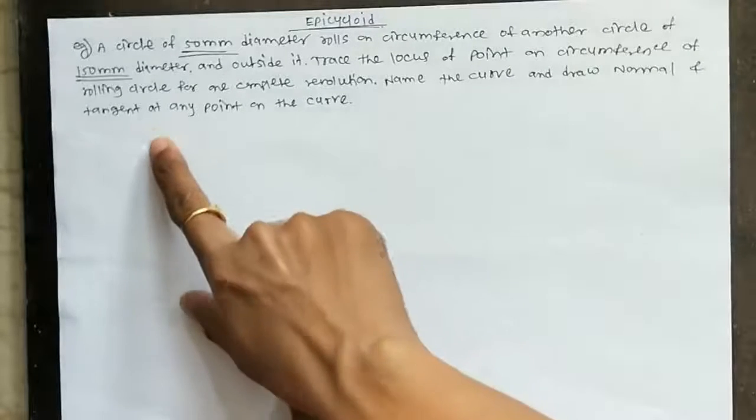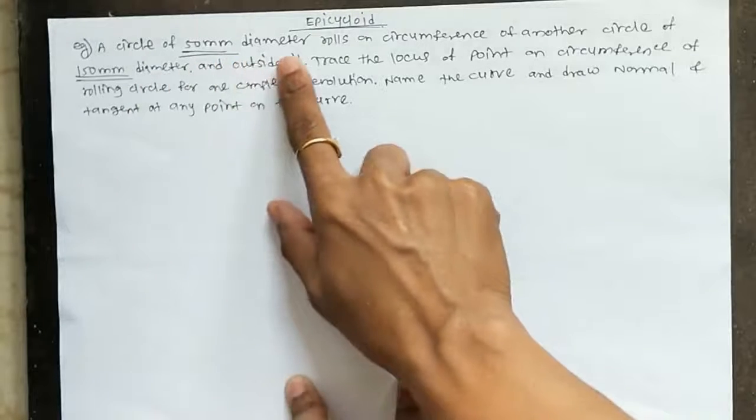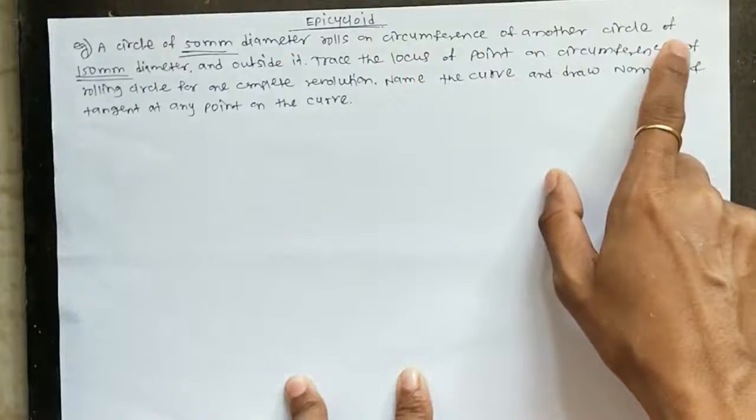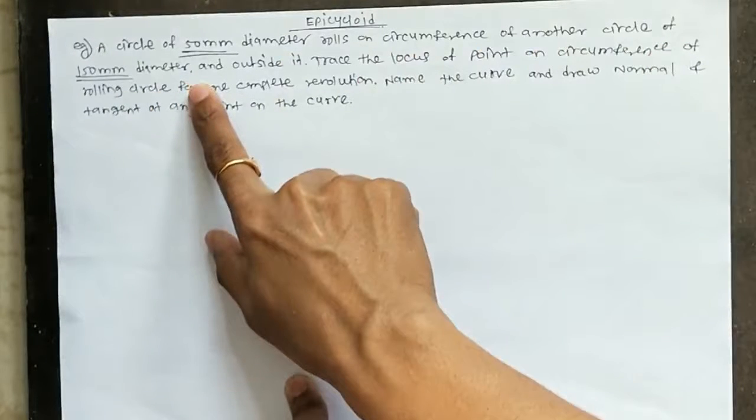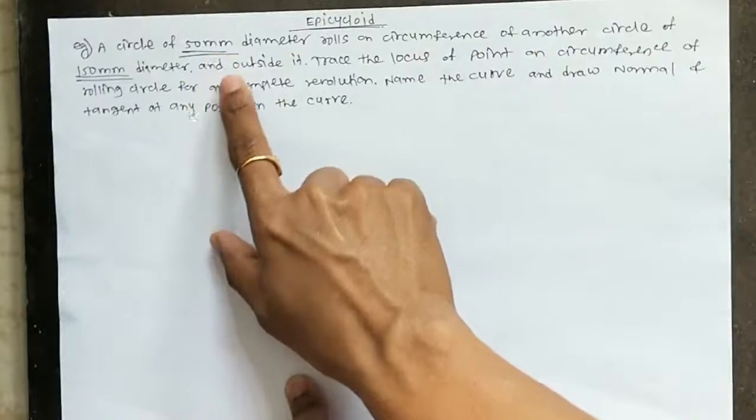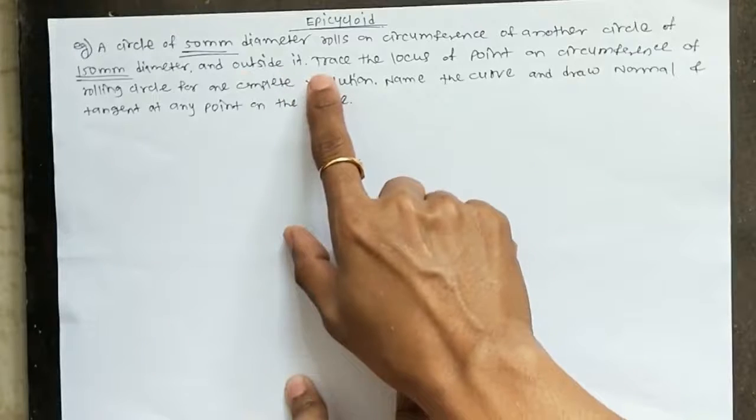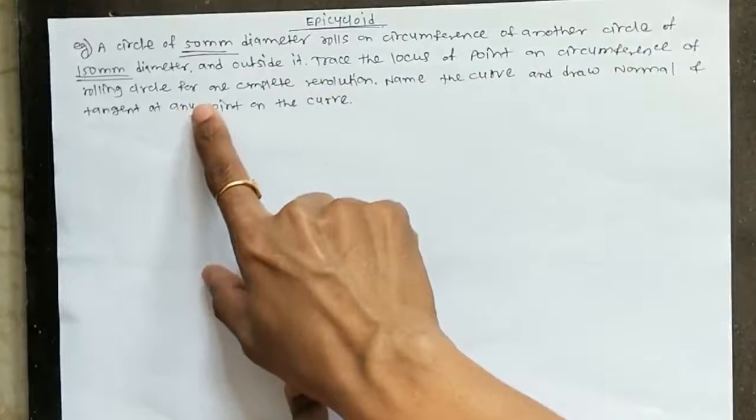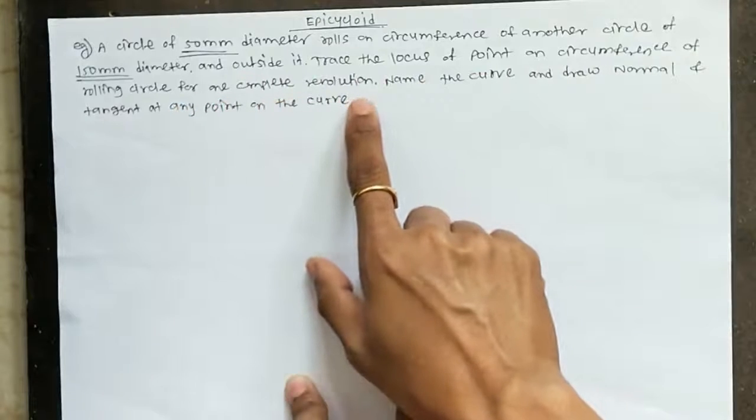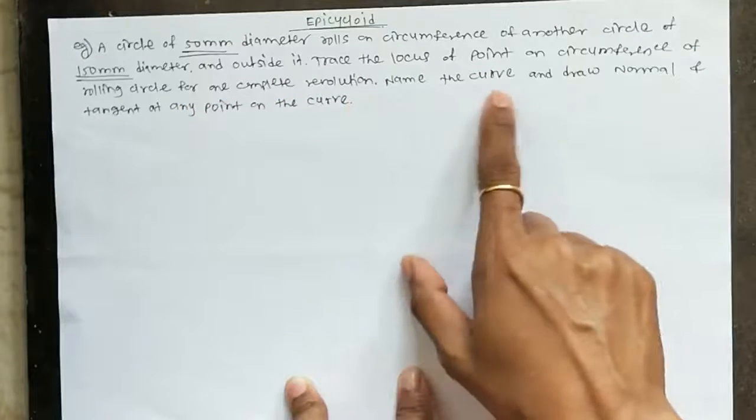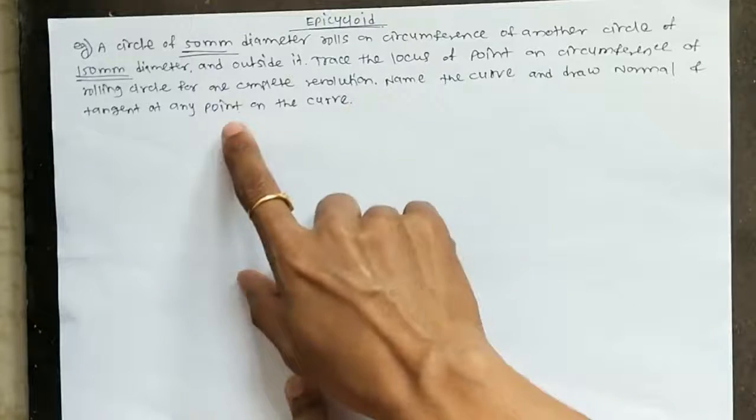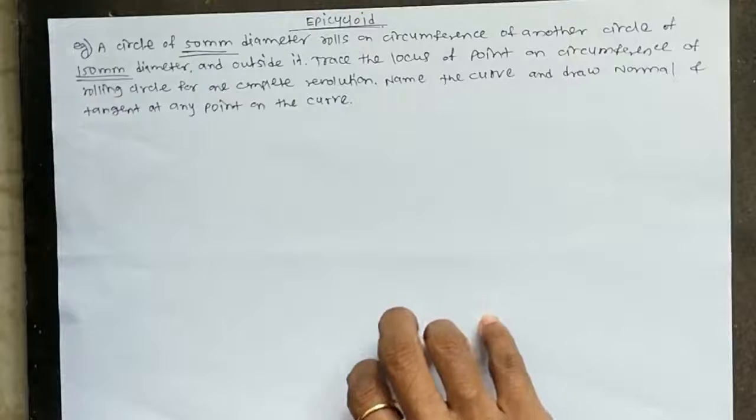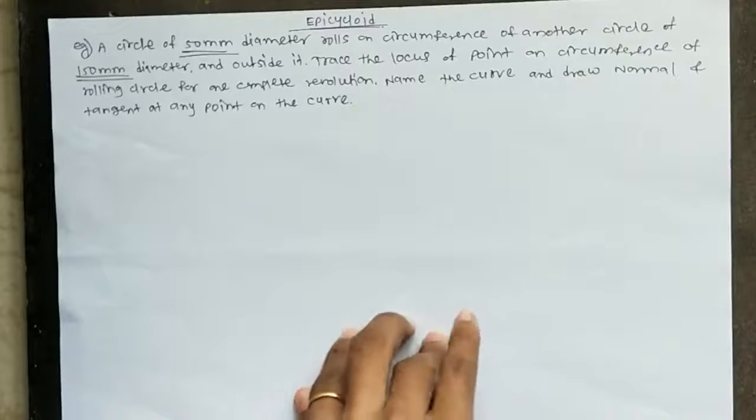So let us take example. A circle of 50 mm diameter rolls on circumference of another circle of 150 mm diameter and outside it. Trace the locus of point on circumference of rolling circle for one complete revolution. Name the curve and draw normal and tangent at any point on the curve. So first of all, understand the numerical.